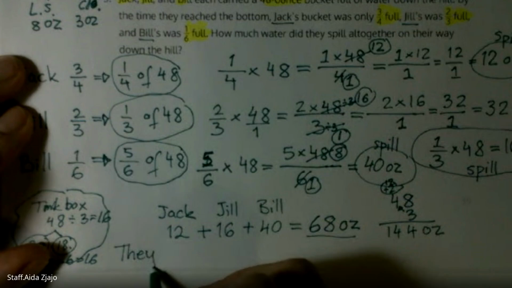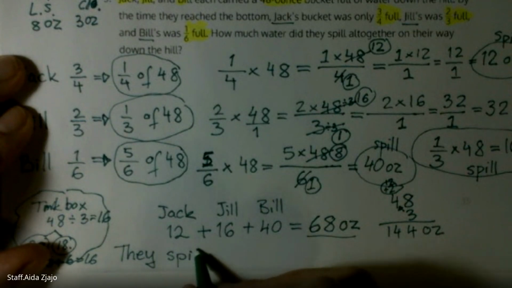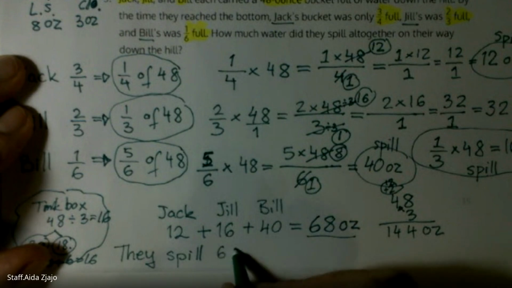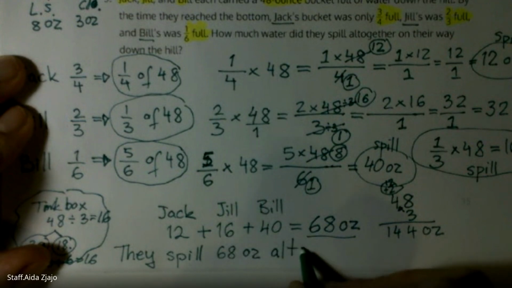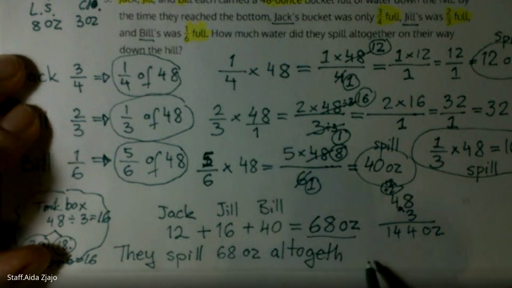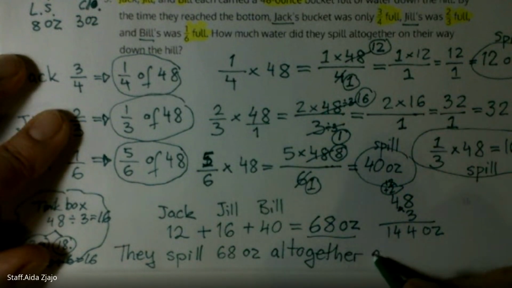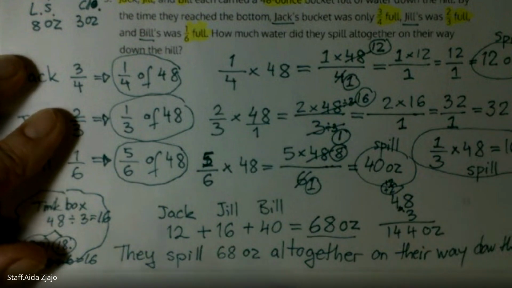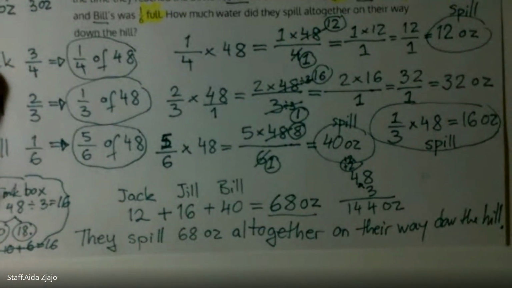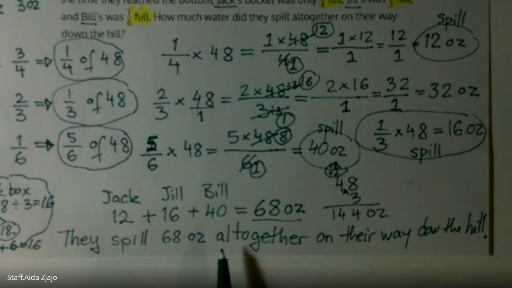They spill 68 ounces all together on their way down the hill.